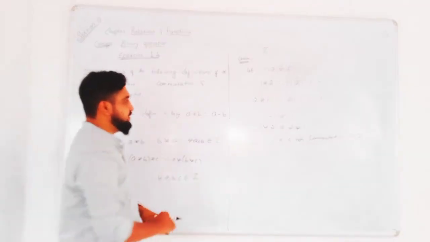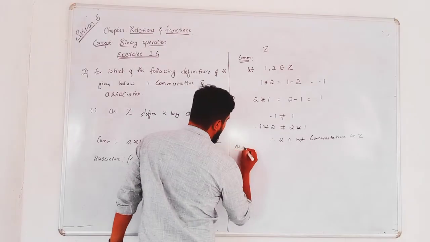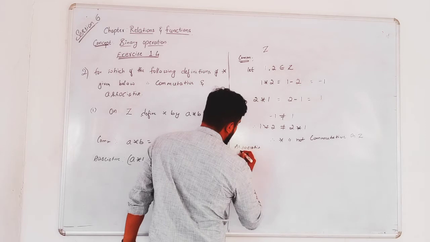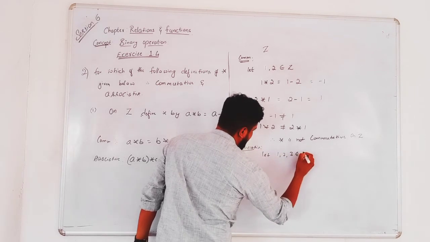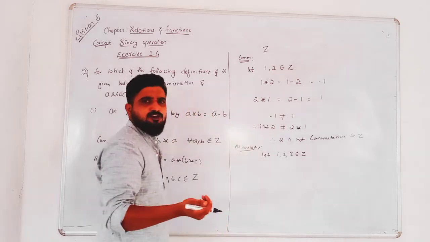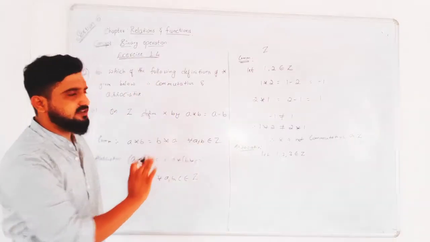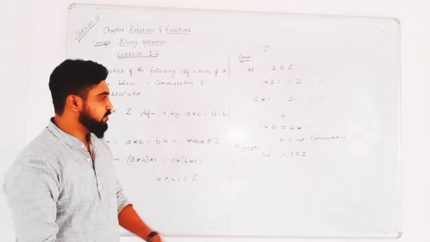What about associative? For associative, I have to choose 3 numbers. So choose 3 numbers. Let 1, 2, 3 belong to Z. You can choose negative numbers also. For my convenience, I am choosing positive numbers. Okay, you can choose negative also.